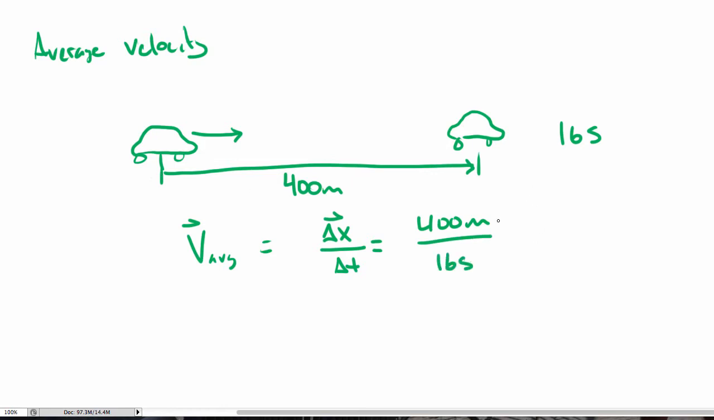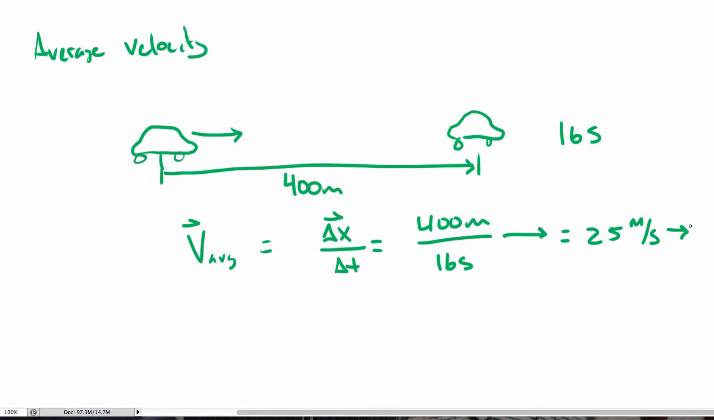Now, of course, I'm doing a vector, so I want to make sure that I get the direction right, and the direction for velocity is the same as the direction for displacement. So my displacement here is to the right. I've moved from this position to this position, so the vector points to the right, so my velocity is also going to be to the right. And just so that I can complete this, if I solve 400 divided by 16, that's 25 meters per second, again to the right. So that's my average velocity.